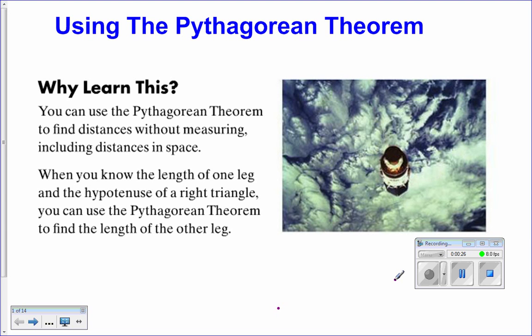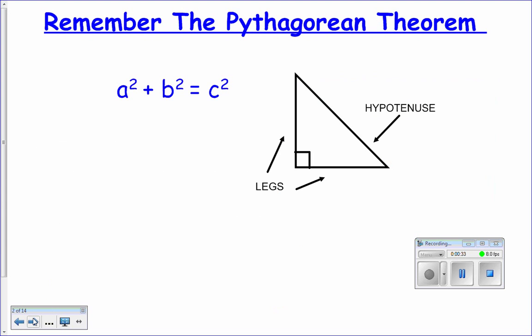When you know the length of one leg and the hypotenuse of a right triangle, you can use the Pythagorean theorem to find the length of the other leg. So, we already talked about this, but if you didn't take it in your notes last time, you want to make sure you put it in your notes this time. So again, it's a squared plus b squared equals c squared. A and b are our legs, and the legs always touch the right angle, and the hypotenuse is the side across from the right angle.